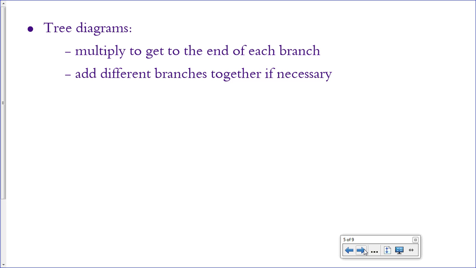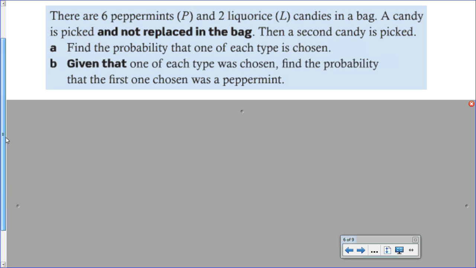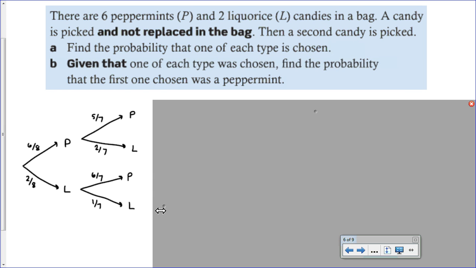So for example, 6 peppermints and 2 licorice, a candy is picked and not replaced in the bag, and then a second candy is picked. So another tree diagram where the probabilities have changed along the second set of branches. So to create this tree diagram, you'll have to go down the several pathways of, so if a peppermint's already been selected, then now there's only 5 left, and overall there would only be 7 candies remaining, and so on. So you create this probability tree, and then look to the questions being asked.